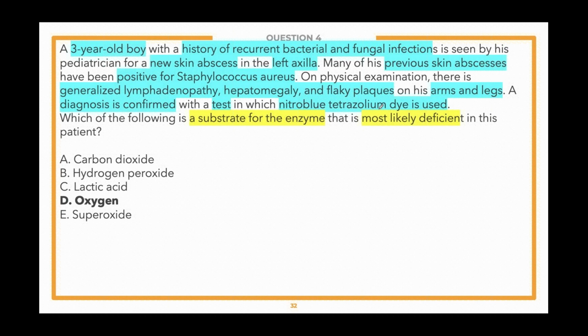Now the other answer choices, in case you selected that, superoxide, that's a substrate for superoxide dismutase, which is a little bit downstream of that. Lactic acid, a little bit more has to do with anaerobic metabolism. It's metabolized to pyruvate by lactate dehydrogenase. Hydrogen peroxide, that's a substrate for myeloperoxidase. Again, a little bit more downstream of what we were referring to. Carbon dioxide, that's a substrate for carbonic anhydrase, which is a little bit different as well. So the best answer choice here is D.